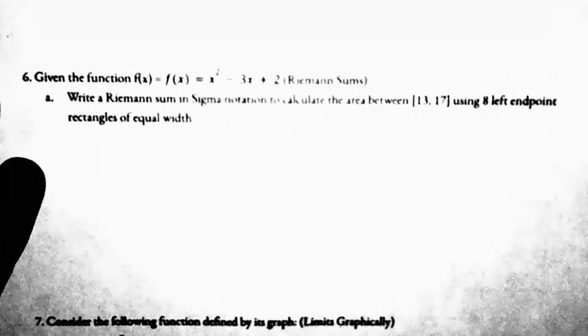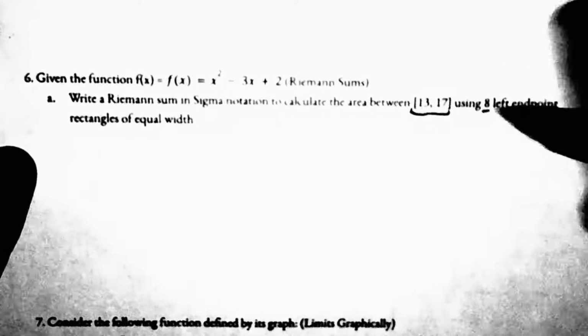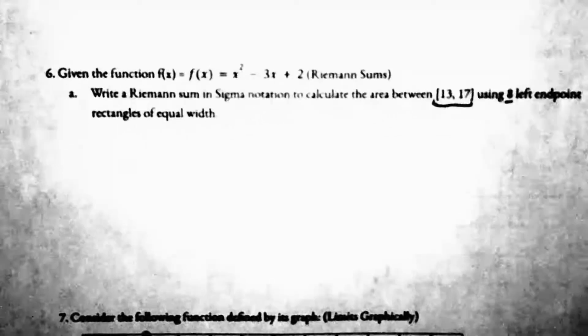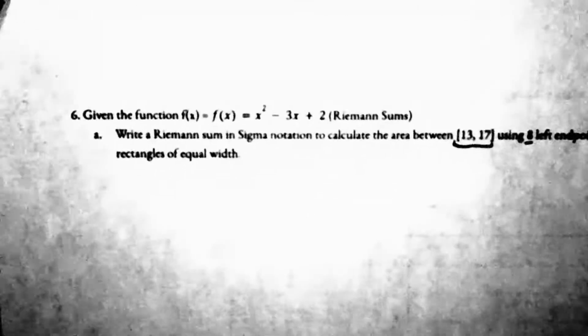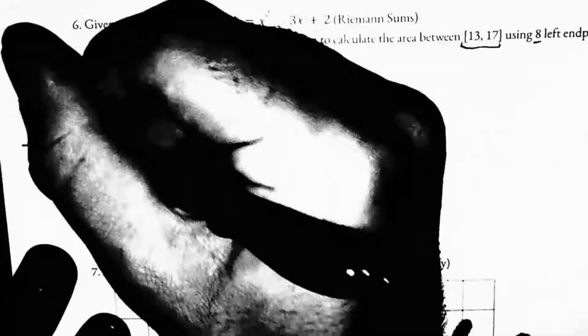Number 6. We are writing a Riemann sum in sigma notation to calculate the area between 13 and 17 using 8 left point rectangles with equal width. So I think helpful here is to draw a little visual. You don't have to draw anything fancy. It doesn't have to be accurate in the slightest. It's just helpful to see what's going on here.